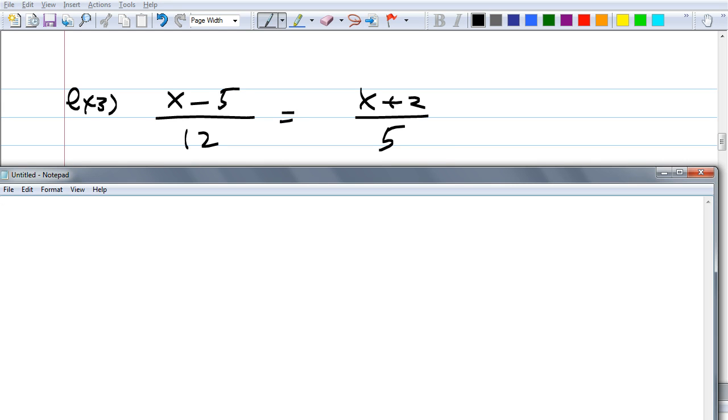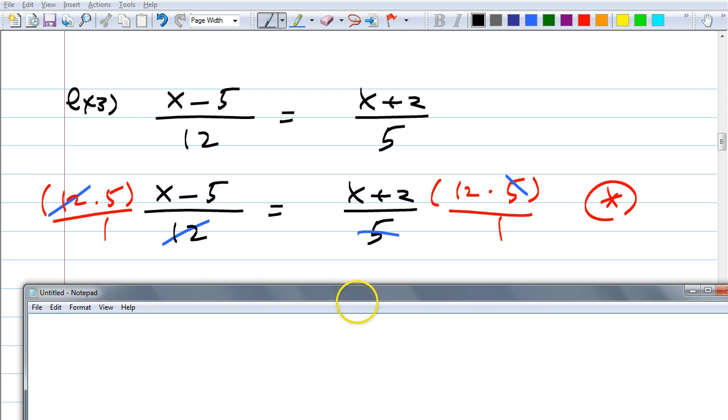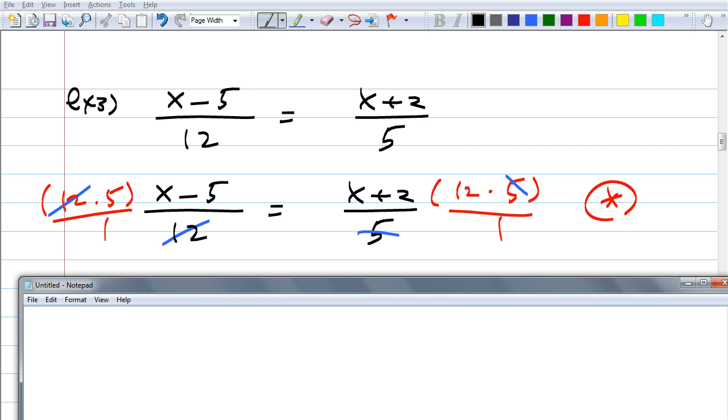Multiply 12 times 5 over 1. Good. Multiply both sides by what? 12 times 5 over 1 is correct. And once you do that, that's a key step, right? Then we cancel things out. Lindsay, what do we get on the left side?